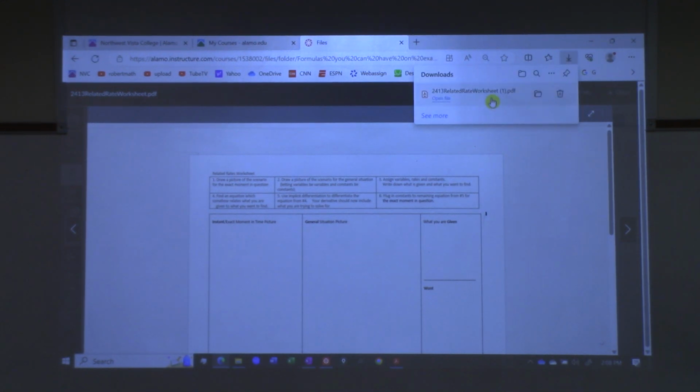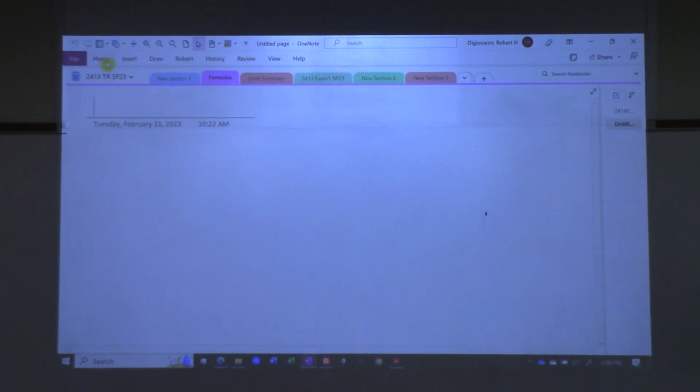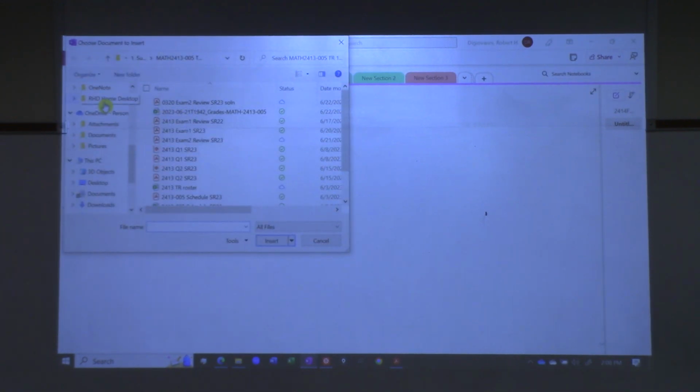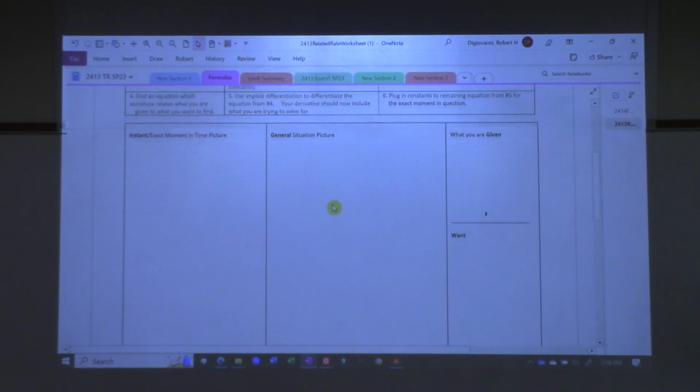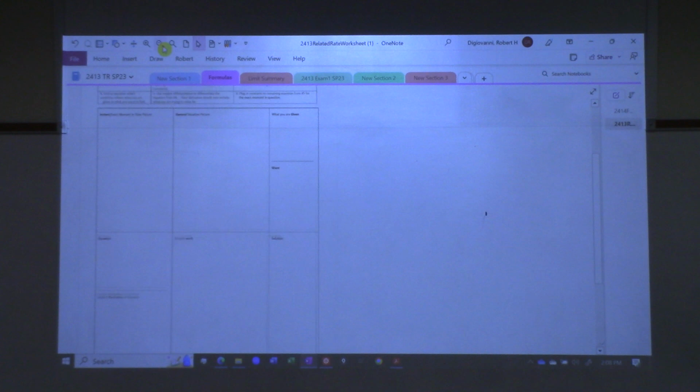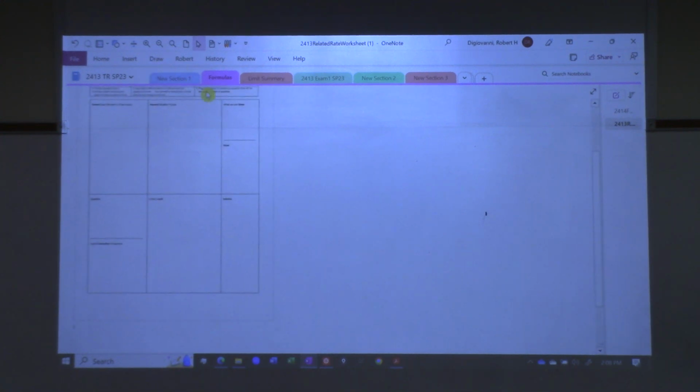So I'm going to go back to OneNote here. I'm just going to insert it in here. All right, here it is. So I'll zoom out so you can see in totality what this thing looks like.